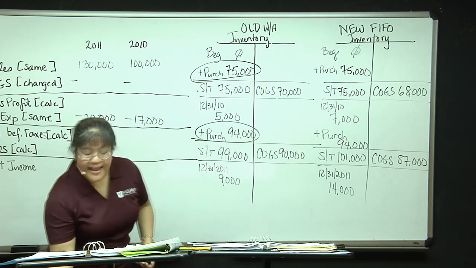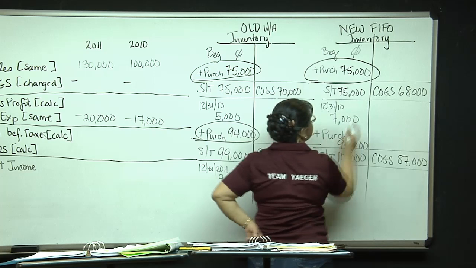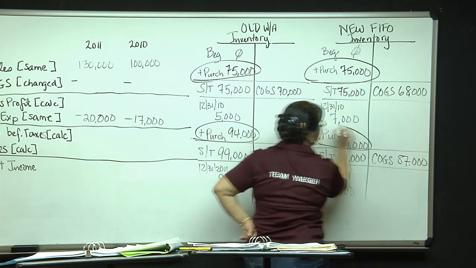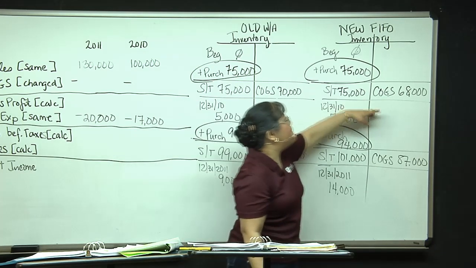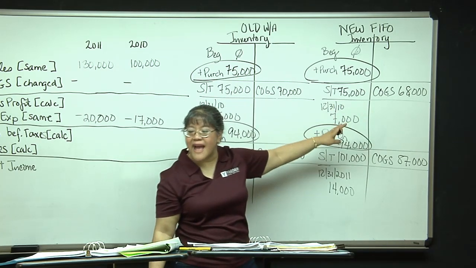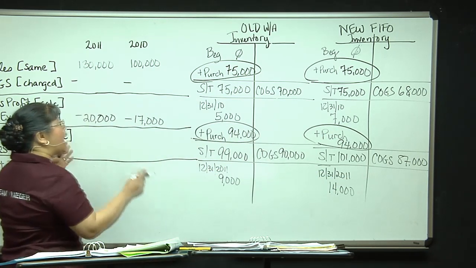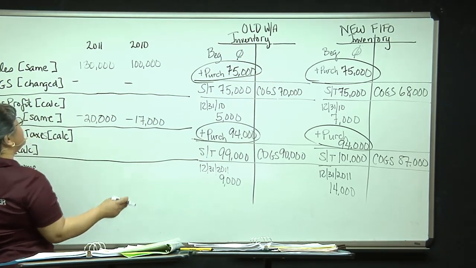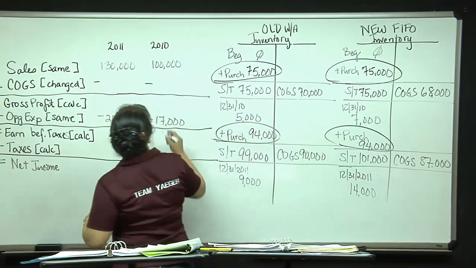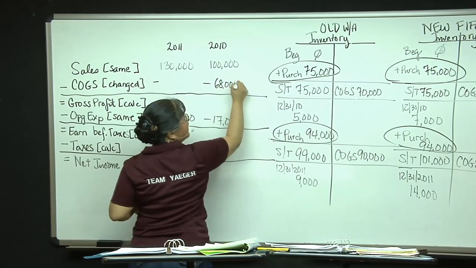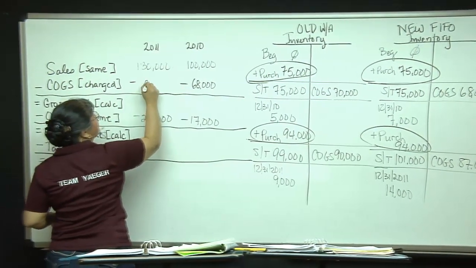So basically what I did is I took the information for the purchases and used that same information here, because the purchases are not going to change from the old method to the new method. And then I backed into the cost of goods sold. Now that I've backed into the cost of goods sold, I can put in my cost of goods sold figures for the new method. The cost of goods sold, which did change, is now going to be 68,000 for 2010 and 87,000 for 2011. So 87,000 here.